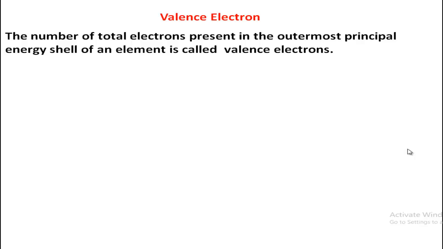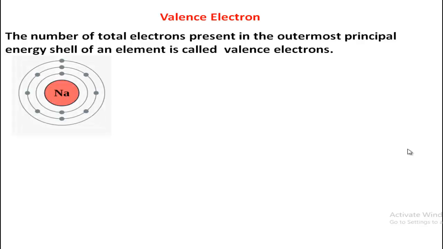That means in an atom, the number of electrons which are present in the outermost energy shell is the valence electron of that atom. For example, sodium. You know that the electron number of sodium is 11, and according to the 2n² rule, the first shell contains 2 electrons, the second shell contains 8 electrons, and the remaining 1 electron is present in its outermost shell. So the number of valence electron is 1.